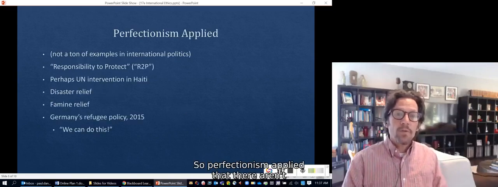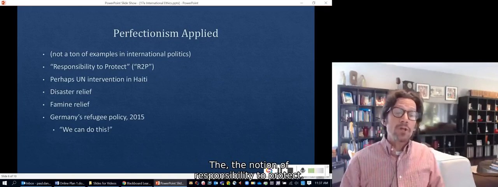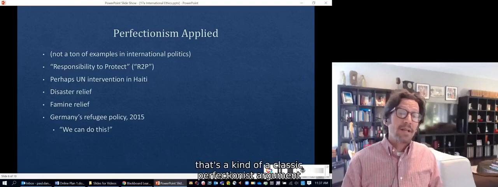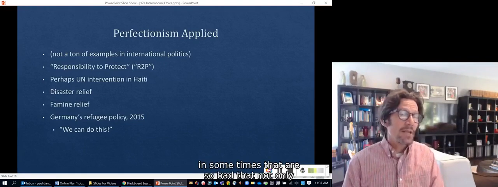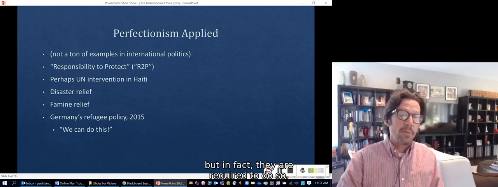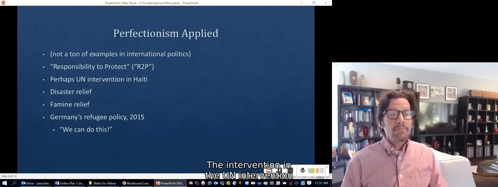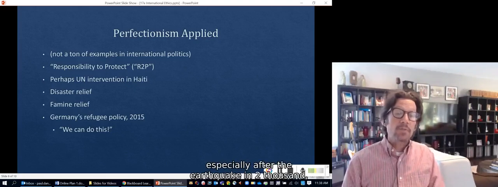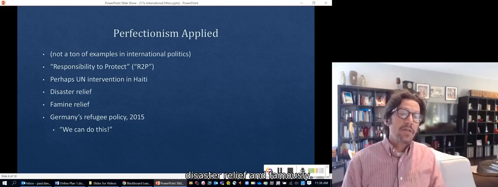So, perfectionism applied. There aren't a ton of examples in international politics, but there are some. The notion of responsibility to protect, which is discussed in the textbook, is a kind of classic perfectionist argument, which says there are some situations in some places and sometimes that are so bad that not only is it okay for foreign countries to intervene to solve a problem, but in fact, they are required to do so. They are ethically obligated to intervene to solve certain problems. So think about starvation or genocide. The UN intervention in Haiti at various points in time, especially after the earthquake in 2010, are good examples of this. Simply, we can't not do something. That's often the logic in cases of disaster relief and famine relief.